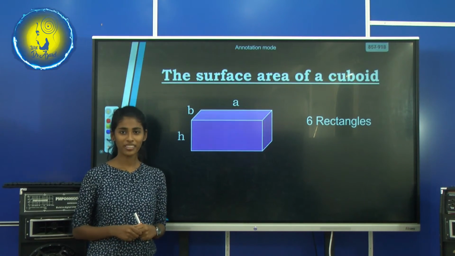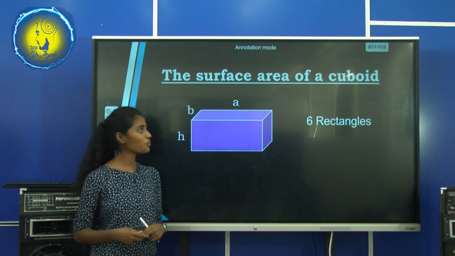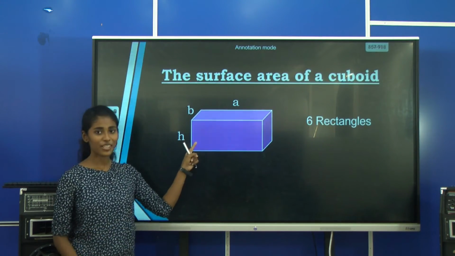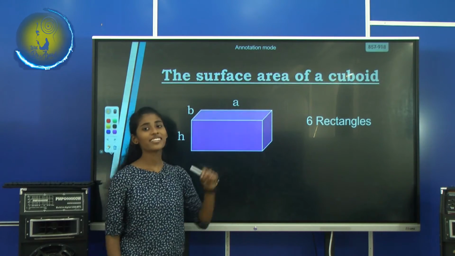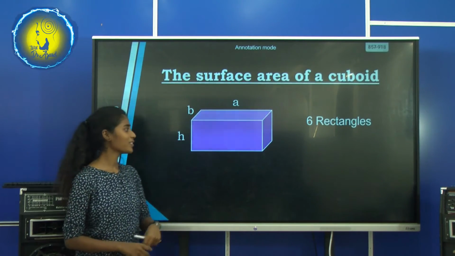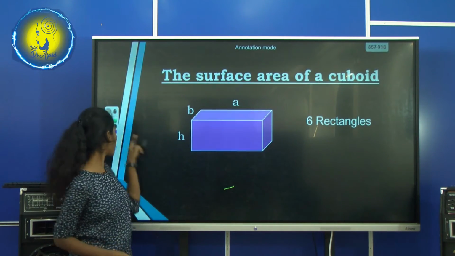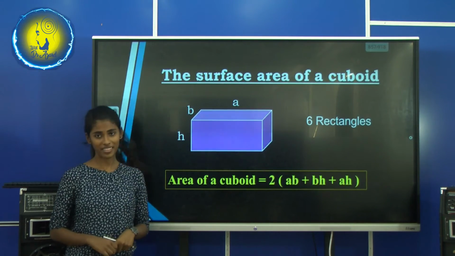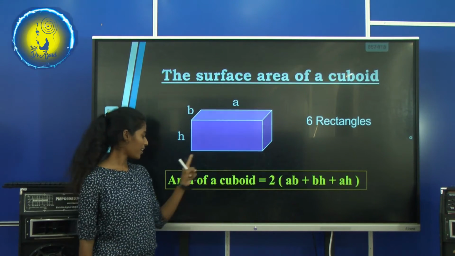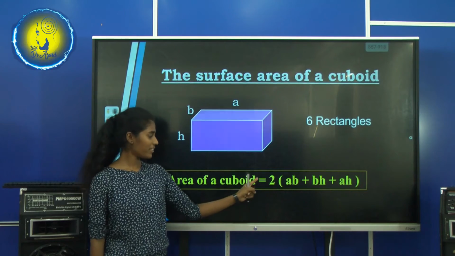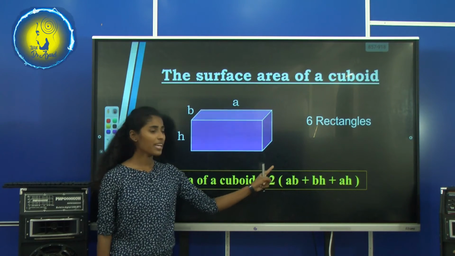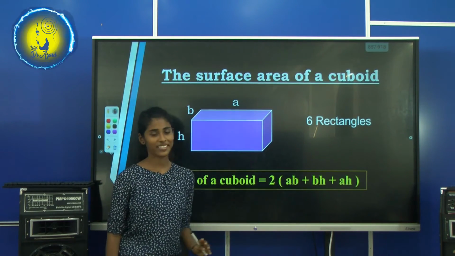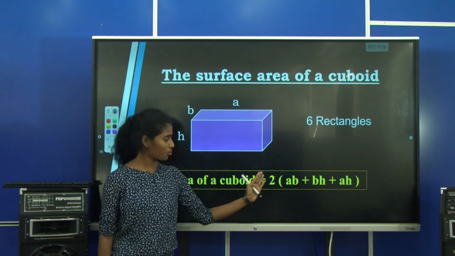What is a cuboid? Your pencil box, your lunch box are examples of a cuboid. This is a cuboid and it contains 6 rectangles. To find the area of a cuboid, you can use this formula. Area of a cuboid equals 2 into AB plus BH plus AH. Okay, forget about this 2.